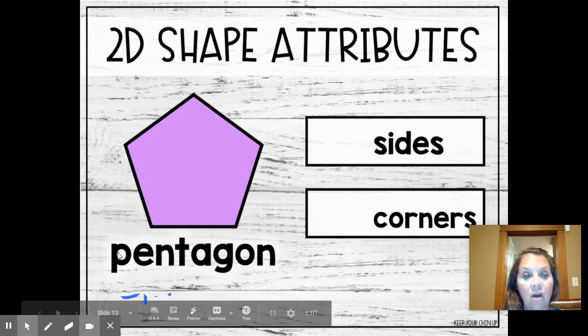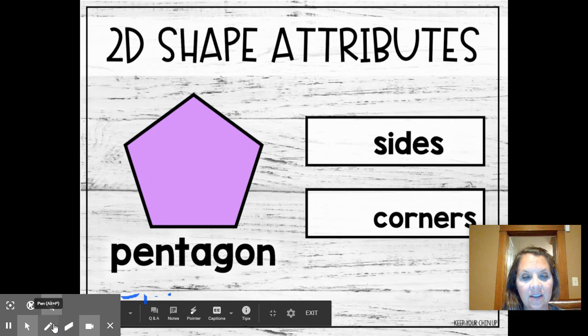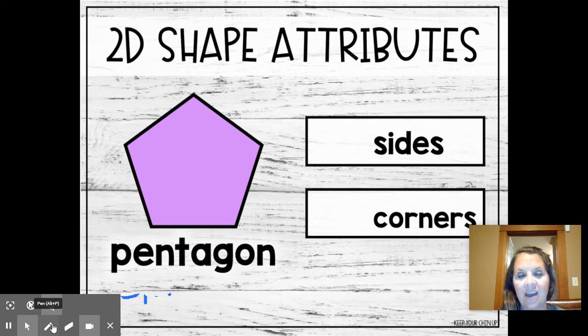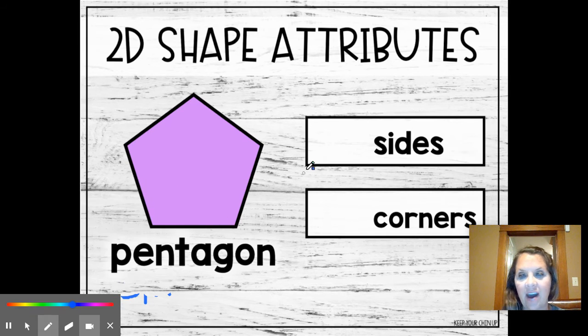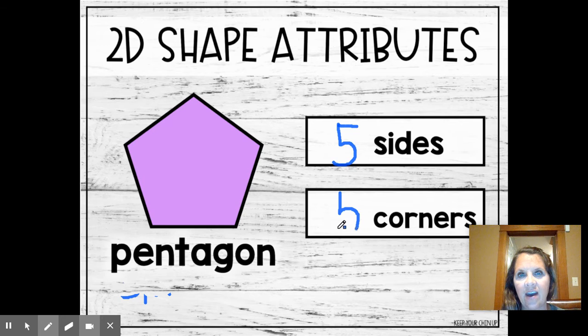Okay, we have a couple more to go here. This shape is called a pentagon. Pentagon. Count up the sides and be ready to tell me how many sides and corners that they have. Pentagon has. Let me pause. You are correct. The answer is 5. Pentagons have 5 sides and 5 corners. Good.